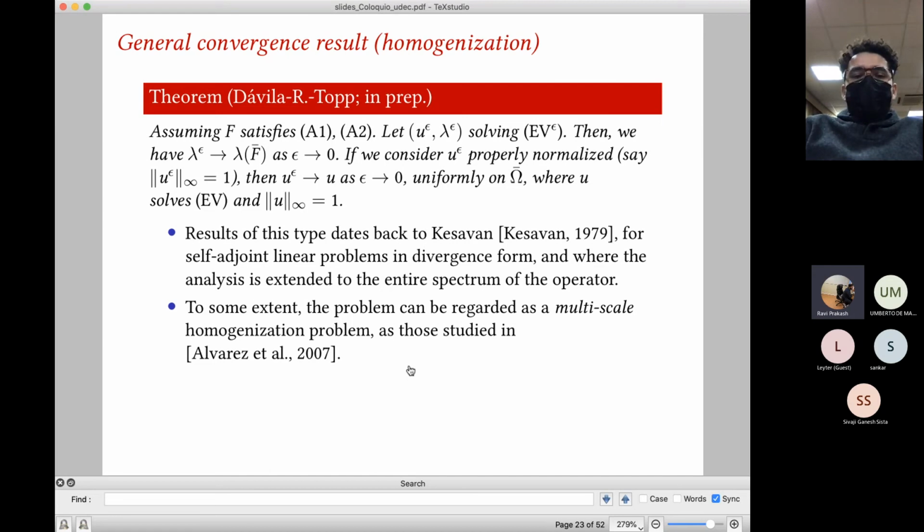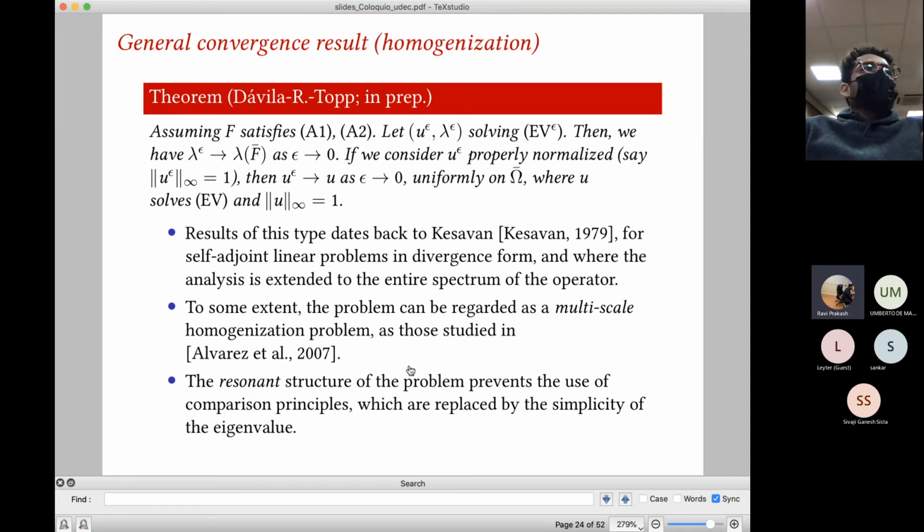In some sense, this is what is known as a multiscale homogenization problem. A good reference for which is the work of Alvarez and Bardi, not only in that paper, but in a series of papers. Alvarez, Bardi, and I believe that one is by Marchi, Claudio Marchi.